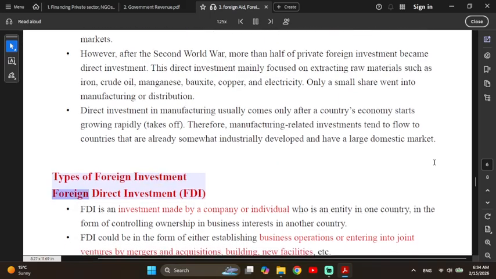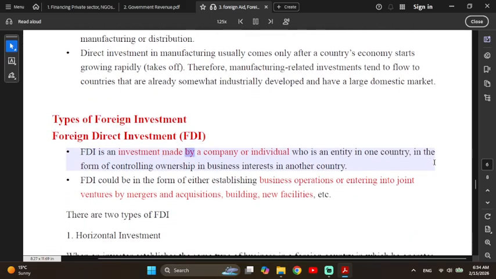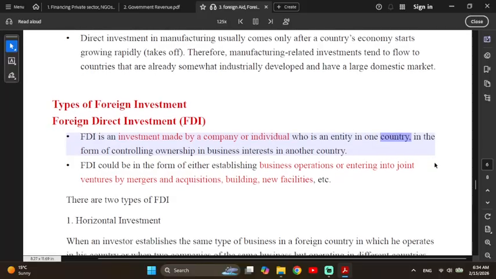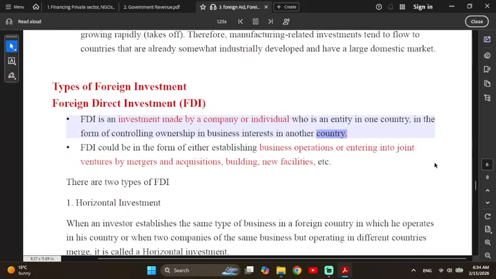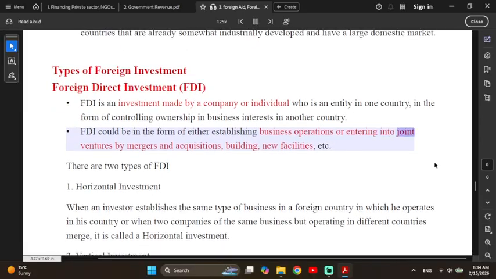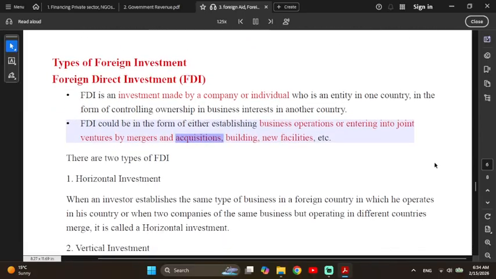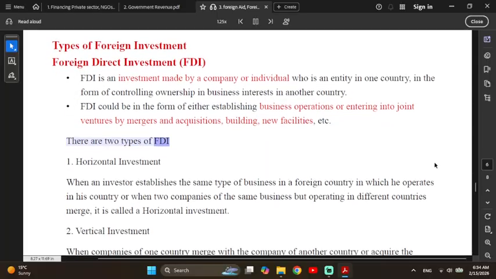Types of foreign investment. Foreign direct investment, FDI. FDI is an investment made by a company or individual who is an entity in one country, in the form of controlling ownership in business interests in another country. FDI could be in the form of either establishing business operations or entering into joint ventures by mergers and acquisitions, building new facilities, etc. There are two types of FDI.